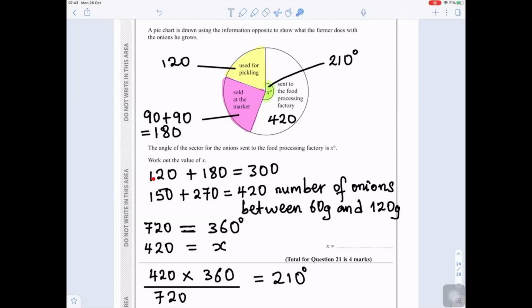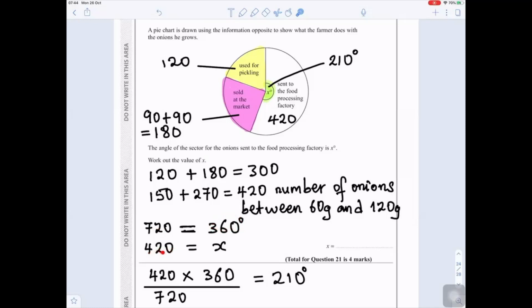So we know 120 is used for pickling plus 180, it gives 300. And 150 plus 270 gives 420. That's the number of onions between 60 grams and 120 grams. So 720 is for 360 degrees. The 720 is for the 360 degrees, the complete circle.